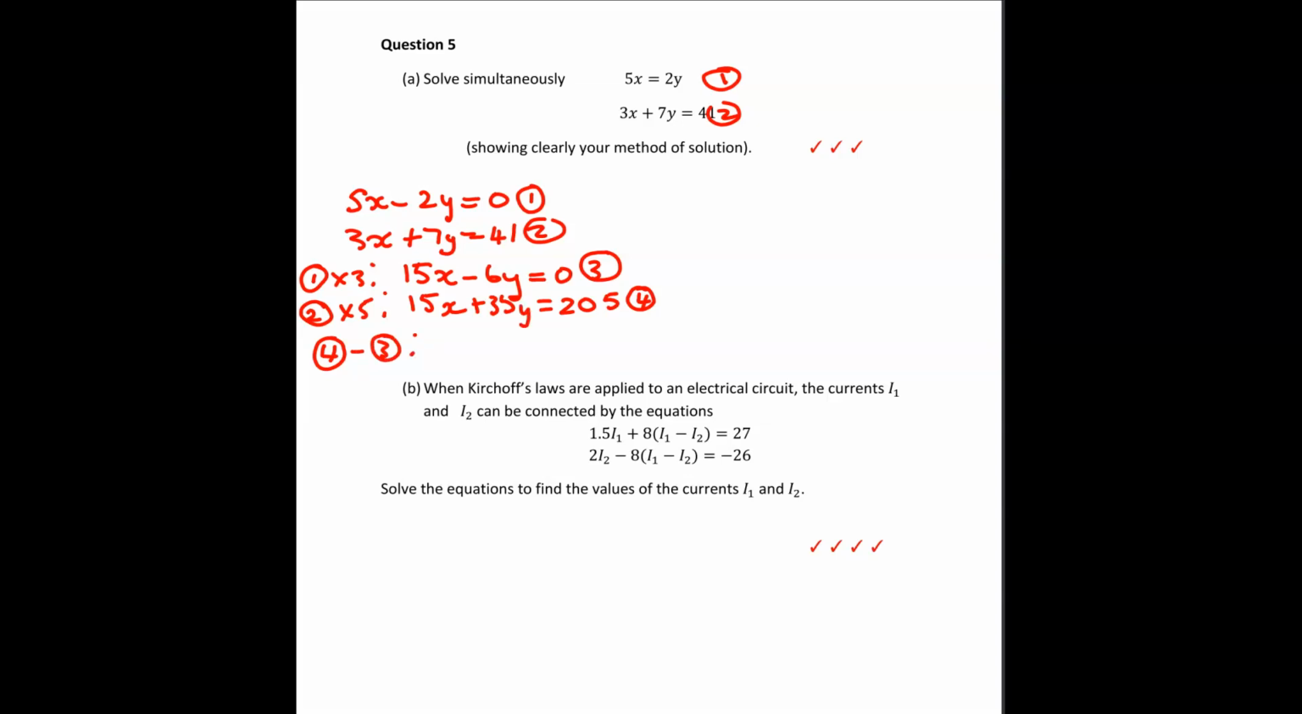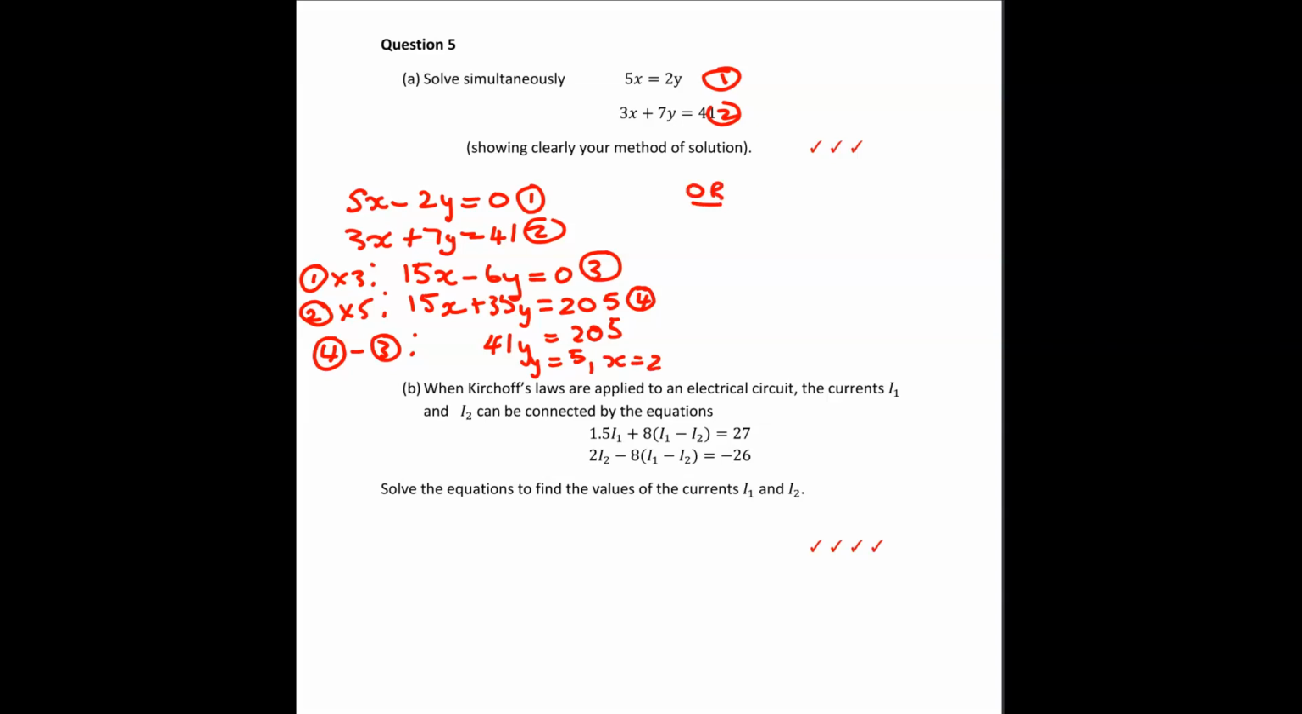35y minus 6y will give you 41y equals 205 minus 0. So y is equal to 5. And from there, x is equal to 2. You can do this by substitution.